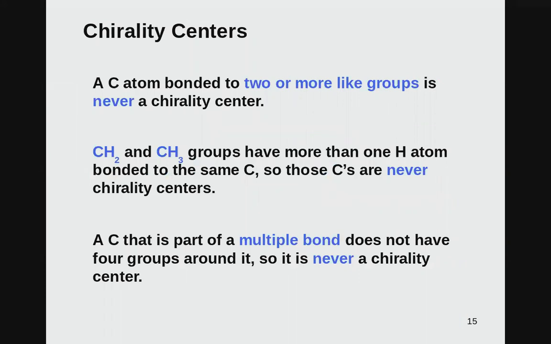Okay. So a carbon atom that is bound to 2 or more like groups is never a chiral center. So 2 or more like groups is the key here. What do I mean by that? Well, CH2 and CH3 groups have more than 1 hydrogen atom bound to the same carbon, so these carbons are never chirality centers. A carbon that is part of multiple bonds, a double bond or a triple bond, does not have 4 groups around it, and so it's also never a chirality center.